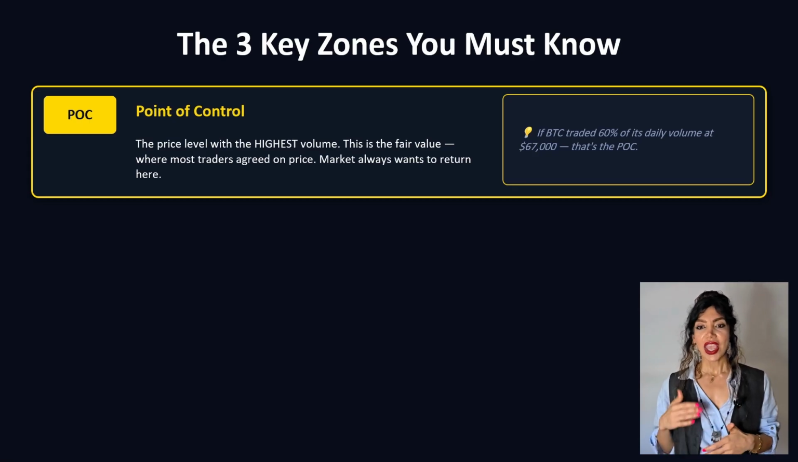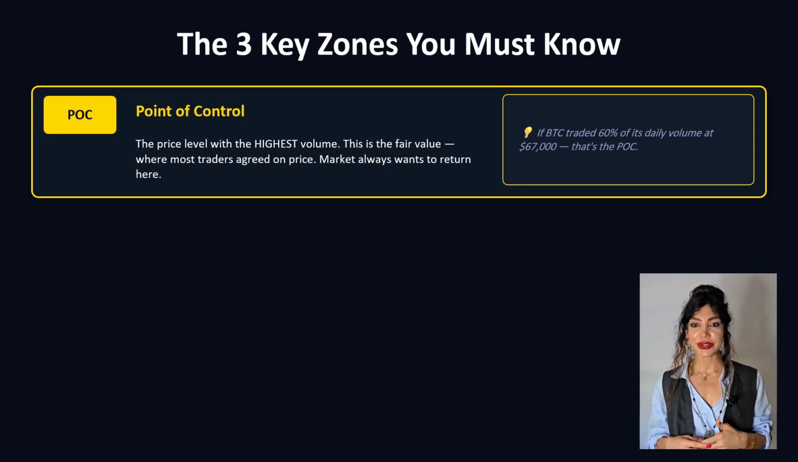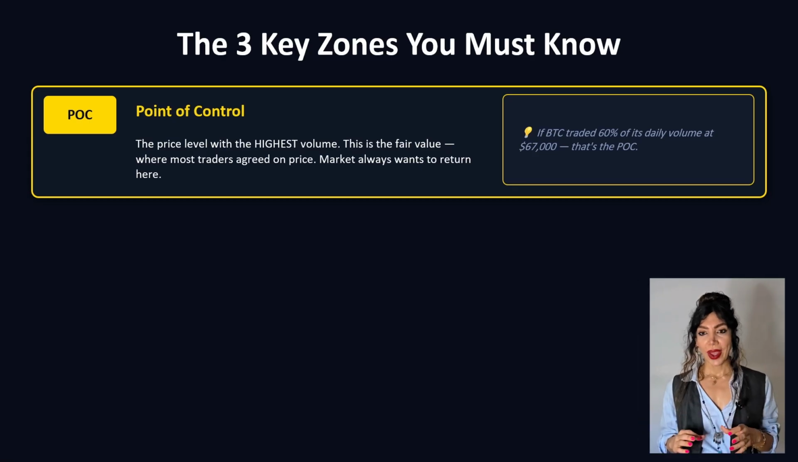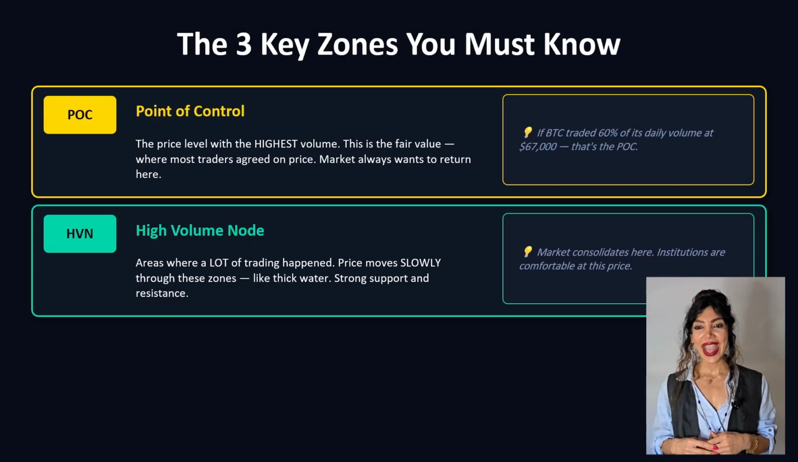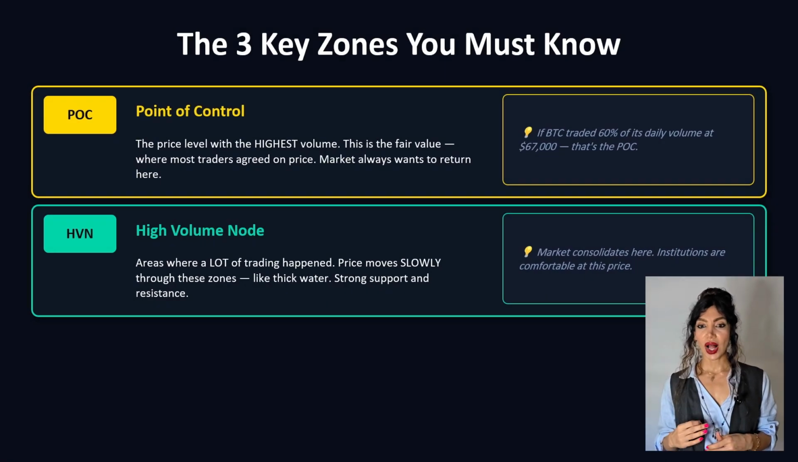Real example. If Bitcoin traded 60% of its daily volume at $67,000, that's the POC. No matter where price goes during the day, there is a magnetic pull back to $67,000. Zone number 2, HVN, high volume node. These are areas where a lot of trading happened. Not the highest, but still significant clusters of volume.